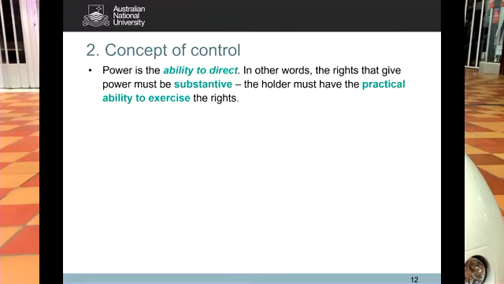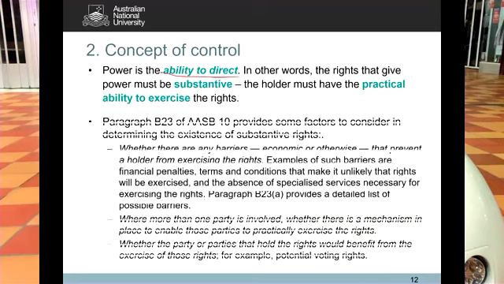Yes. So the power should be the ability to direct. What could be the ability to direct? Those rights should be substantive. The holders must have the practical ability to exercise the rights. You might be a little bit confused: what are substantive rights, and what is the practical ability to exercise the rights? Substantive means at least they are not protective.